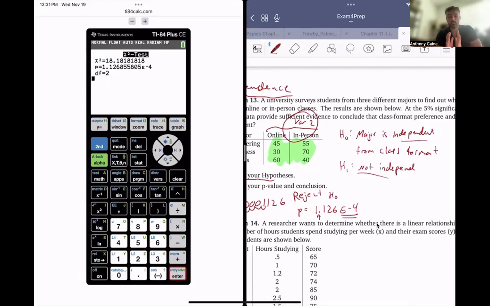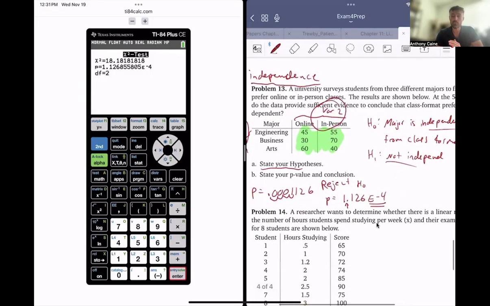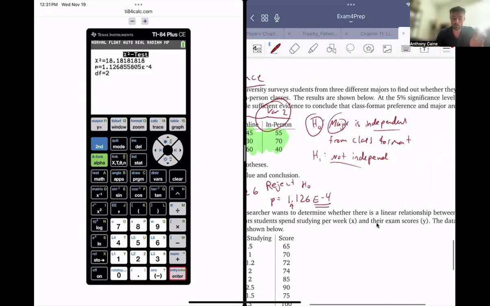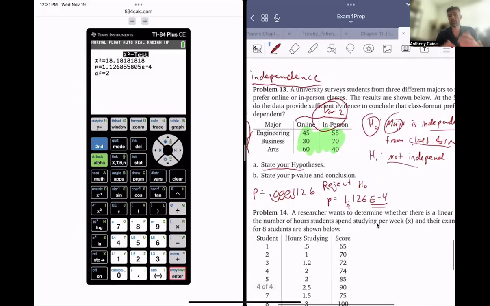This is how the null and alternate hypotheses will always look for a chi-squared test. This is what a chi-squared test is testing. It's looking to see if the two variables are independent or not. So for your null hypothesis, you just say the two variables, major and class format, are independent. That's the null: variable 1 is independent from variable 2. The alternate hypothesis is always that variable 1 is not independent from variable 2. That's it. That's a chi-squared test. That's what the calculator is able to do.